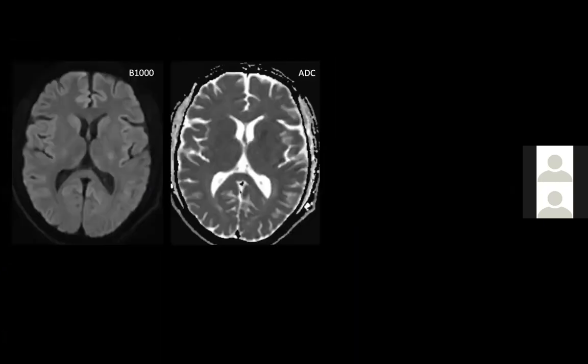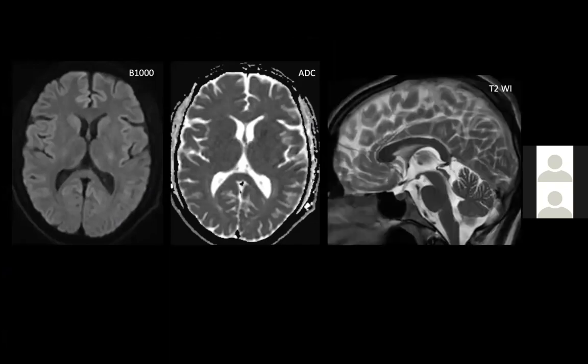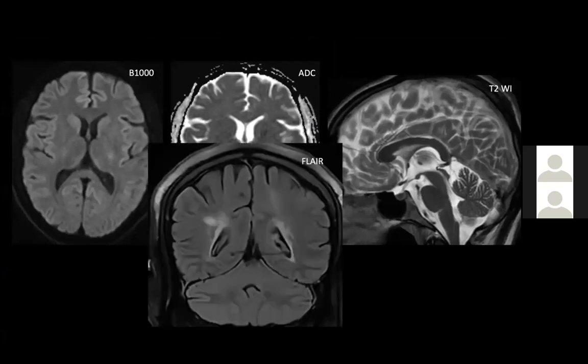And these are diffusion weighted images that we use in our institution, B1000 and ADC maps, to look for other pathologies such as stroke and ischemia. T2 weighted images or FLAIR images can be performed in the sagittal plane to look for periventricular or juxtacortical lesions, especially pericallosal lesions. We also use coronal FLAIR in our institution to increase our sensitivity and specificity for these lesions.